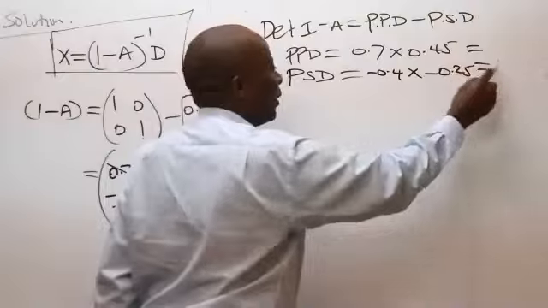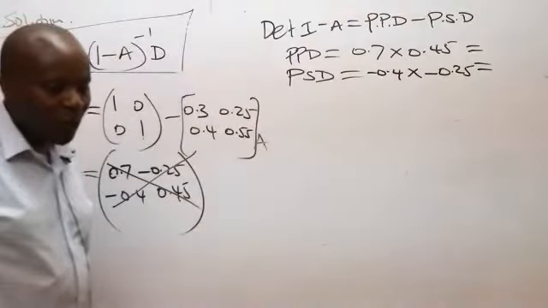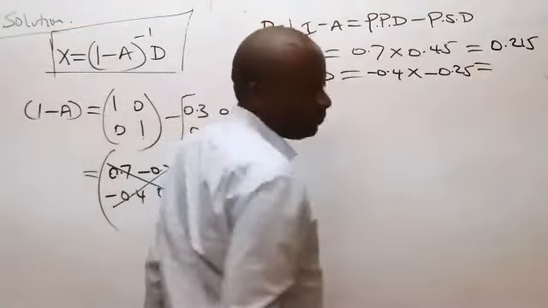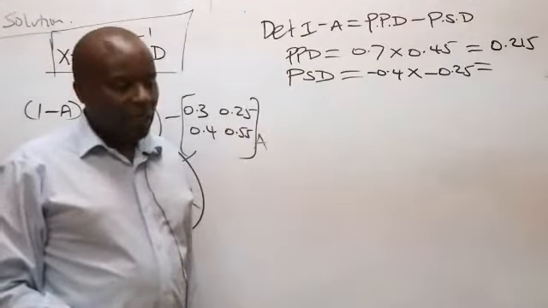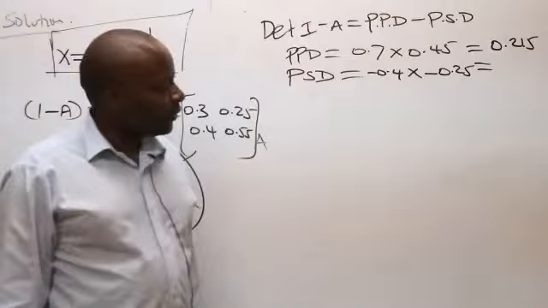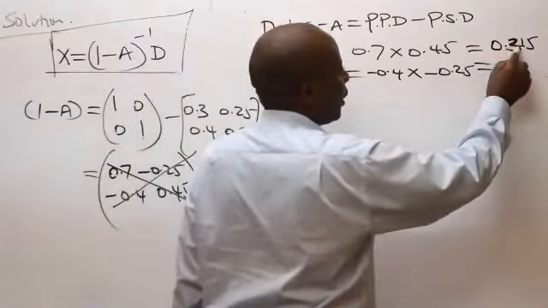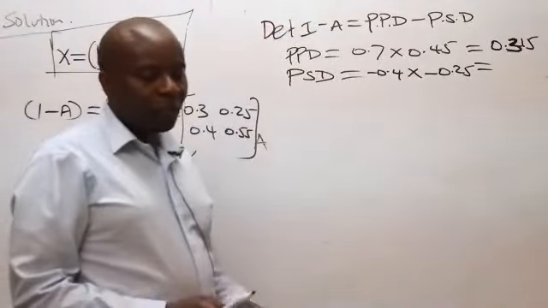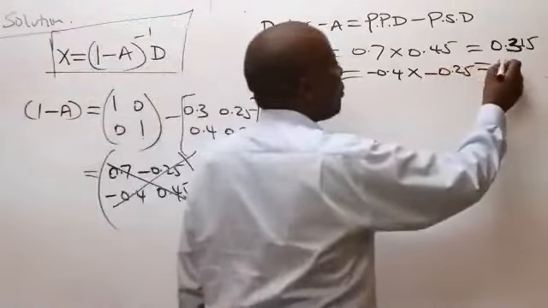Could you kindly give me the product of the primary diagonal up there? Somebody is telling me 0.215. Somebody is telling 0.315. Thank you very much. How about the product of the secondary diagonal? According to Fatma, it is 0.1.